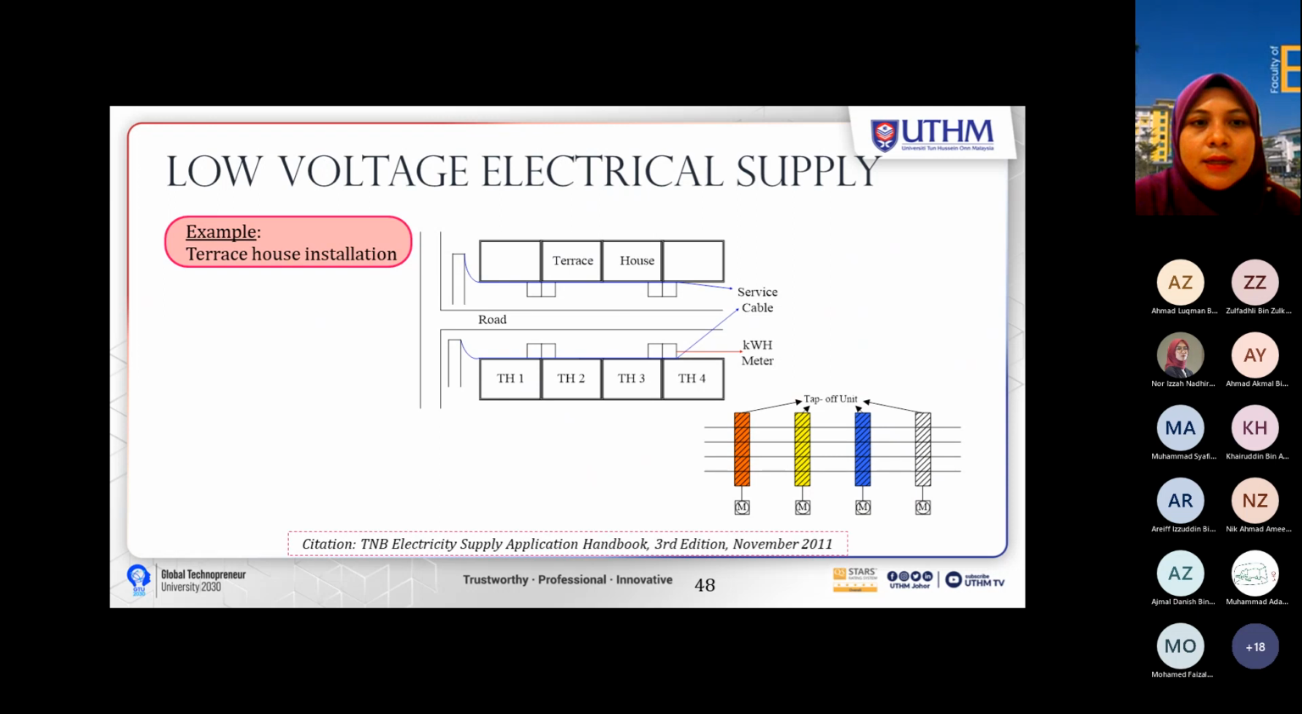This one is the terrace house installation. If you look, it is the same as I explained just now. Basically they are coming from the PE, and then it goes into the distribution line, to the first house. This one is the first house, and the second house. So there is a meter inside here. From the PE it goes to the meter, from the meter it goes into the DB, and then the DB goes to your load. Alright.